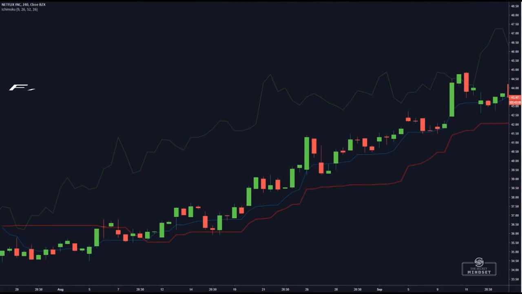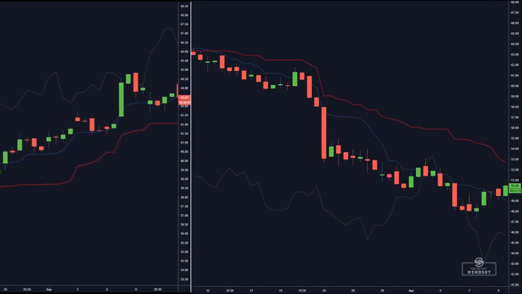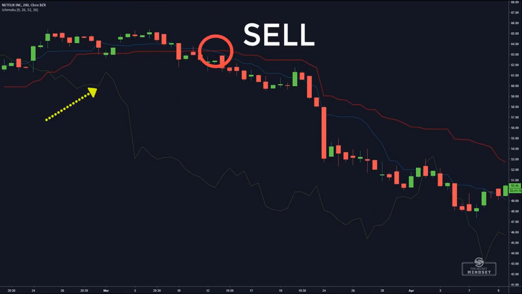We could filter the signals received with the lagging span for safer entries. Thus, we could only take positions that are in line with the overall trend. If the baseline crosses above the conversion line, you would only buy if the lagging span indicates a bullish bias. If the baseline crosses below the conversion line, you would only sell if the lagging span indicates a bearish bias.